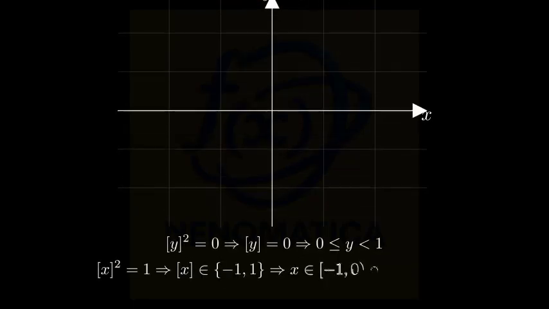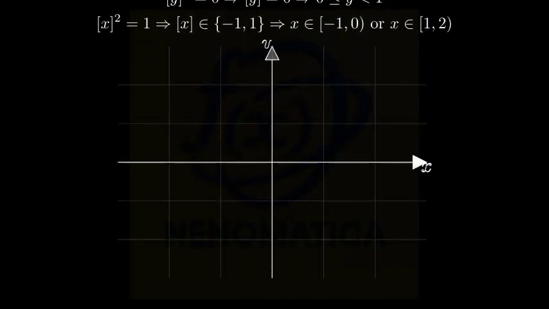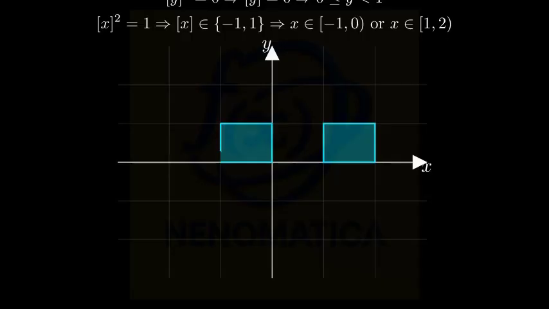If the floor of x squared is 1, then the floor of x is either plus 1 or minus 1. That gives x in [1, 2) or x in [-1, 0). Together, this makes two unit rectangles, right of the origin and left of the origin, both in the horizontal strip where y is between 0 and 1.